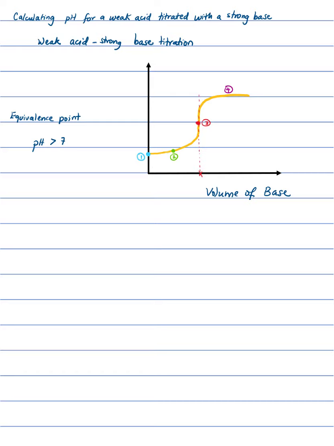So I added 4 points here, 1, 2, 3, and 4. Point number 1 represents the pH value before any base is added into your acidic sample. So you have your weak acid and we're adding the base. That number 1 represents the pH of your weak acid with nothing else in there.